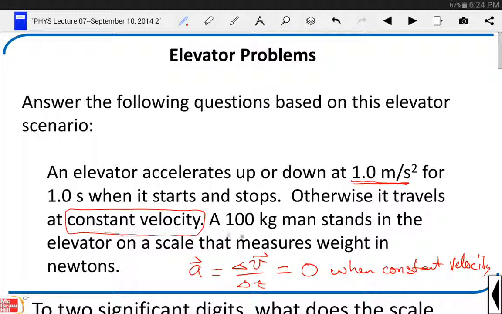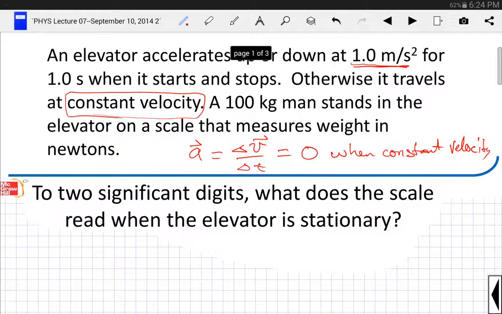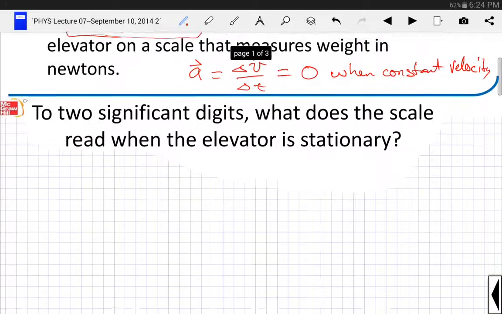You have a 100 kilogram man standing on a scale in the elevator. Now it says that the scale measures his weight. What it really does is measure the normal force that the ground is applying to the man. And then we have a simple question to 2 significant digits. What does the scale read when the elevator is stationary?